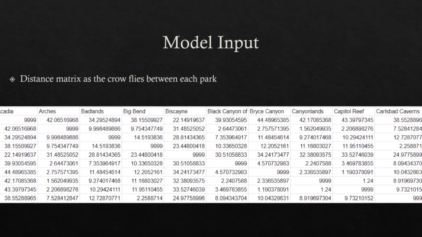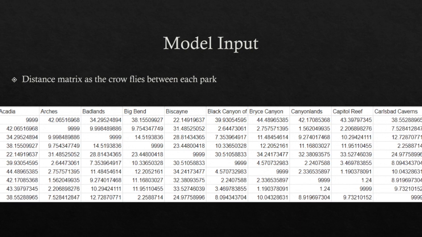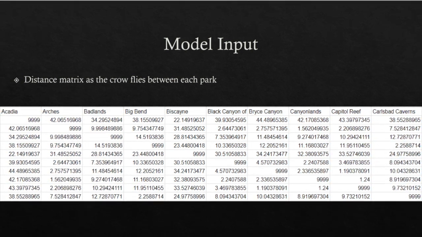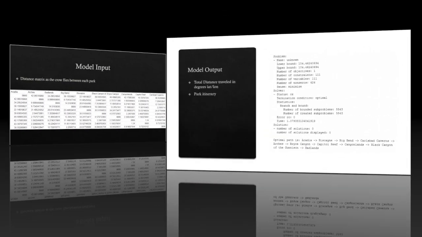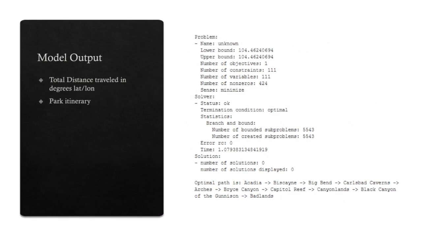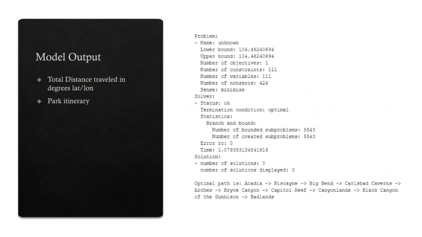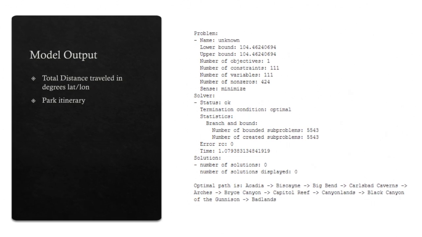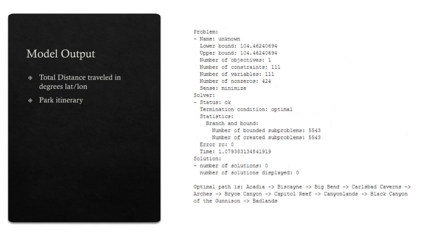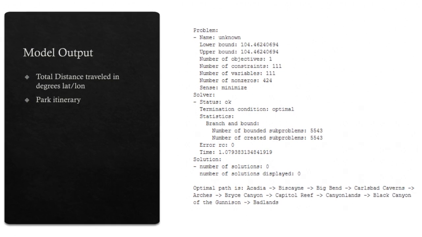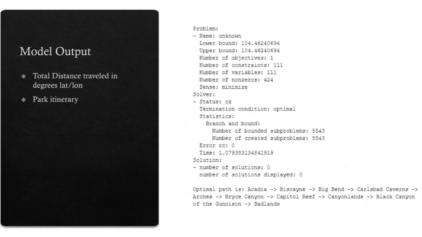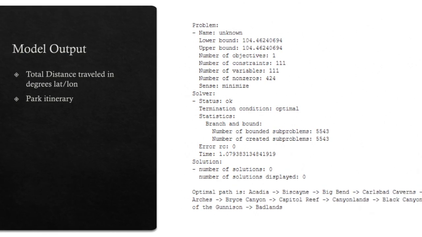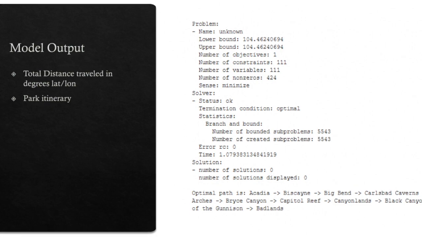In our example case, we are looking at a trip to visit 10 national parks across 2 countries, with those parks represented in the distance matrix on this slide. The program takes that distance matrix input and outputs total distance traveled, shown as the lower bound and upper bounds of around 104 on this slide. You'll also see the optimal path provided at the bottom of the slide, suggesting an optimized trip starting at Acadia National Park in Maine and ending at the Badlands National Park in South Dakota.